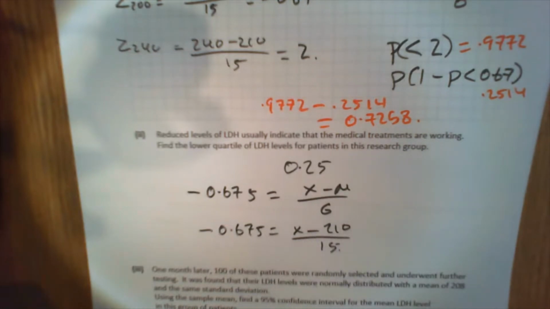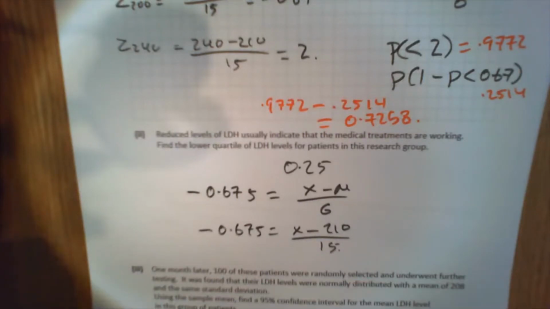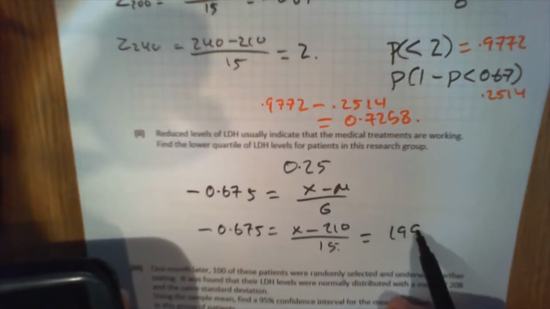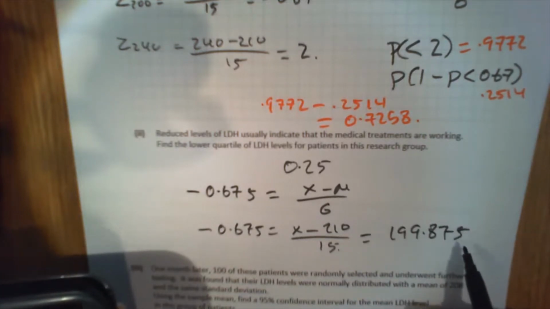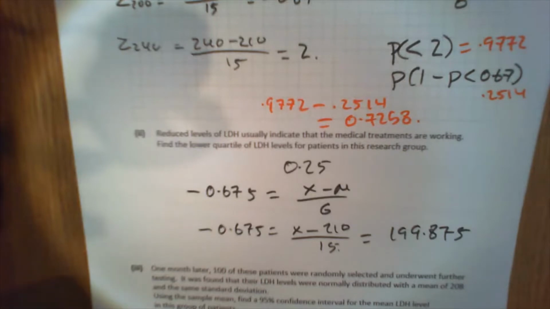Okay. Let me do 15 by minus 0.675, and then add 210, and we're left with 199.875. Okay, so we'll find the lower quartile of LDH patients. There's the lower quartile. Okay, found.